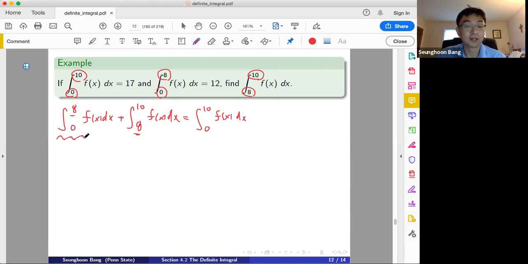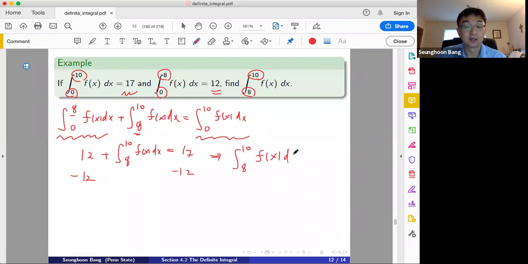So what is this one? We have 12 plus the integral from 8 to 10 of f of x dx equals what? This one is 17. You have to solve: subtract 12. What's your final answer? The integral from 8 to 10 of f of x dx equals 17 minus 12, which is 5. Yep, you're right. This is the answer for solving this problem.